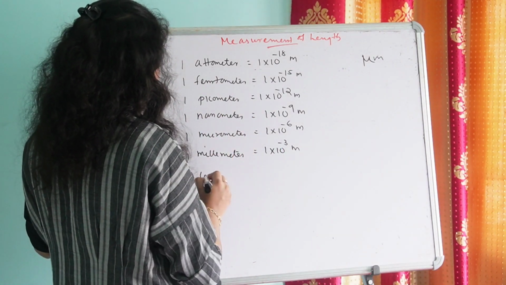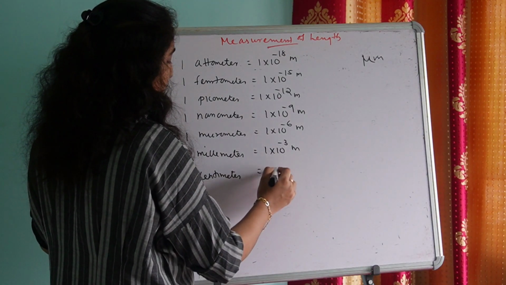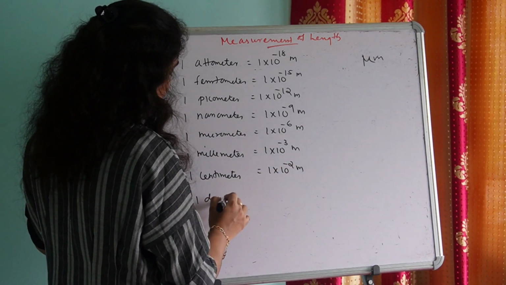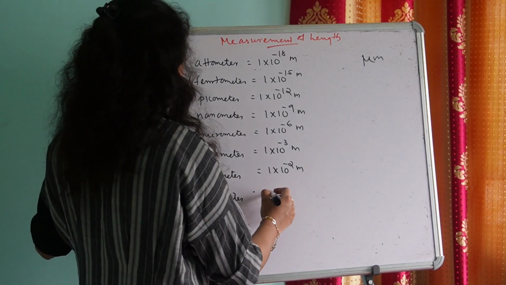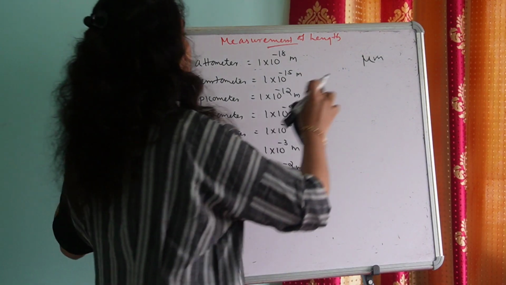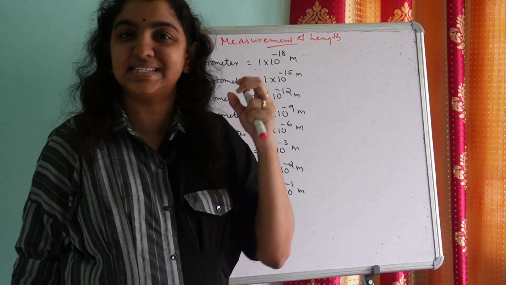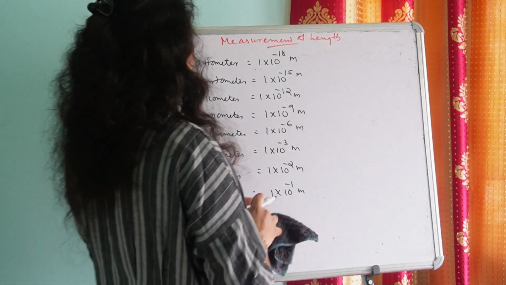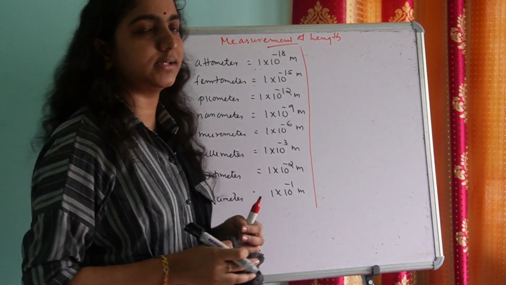Next one is 1 centimeter. What is 1 centimeter? It is equal to 1 into 10 power minus 2 meter. The last one is 1 decimeter. What is 1 decimeter? 1 decimeter is equal to 1 into 10 power minus 1 meter. So these are some units which we use to measure lengths less than meter. Is it clear? Yes.